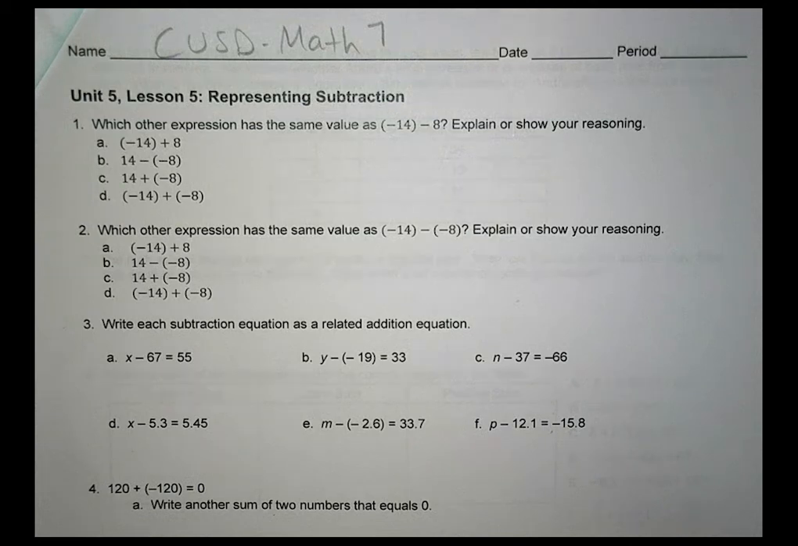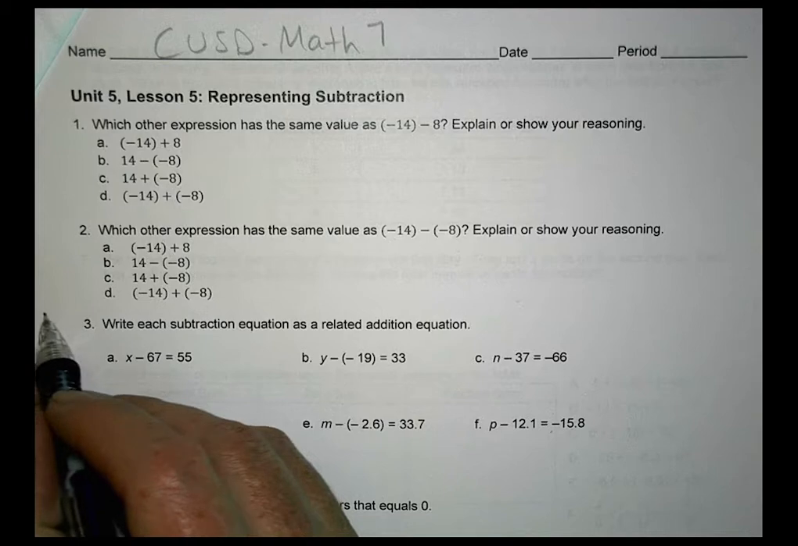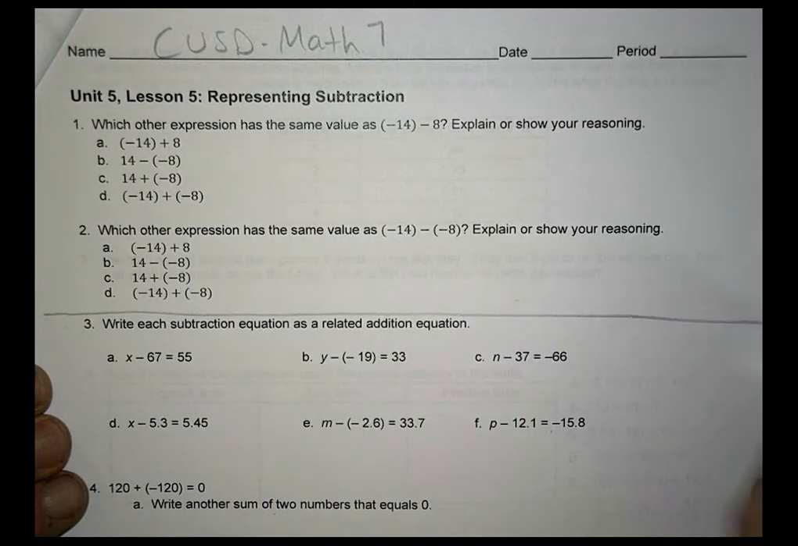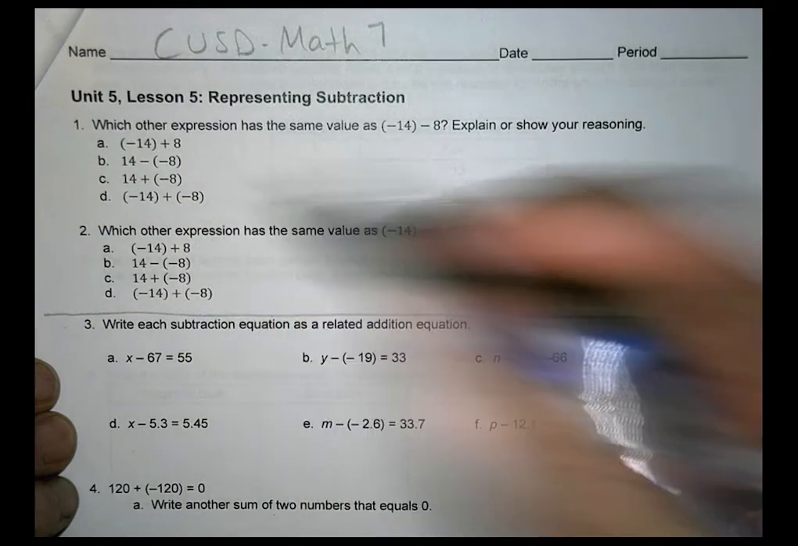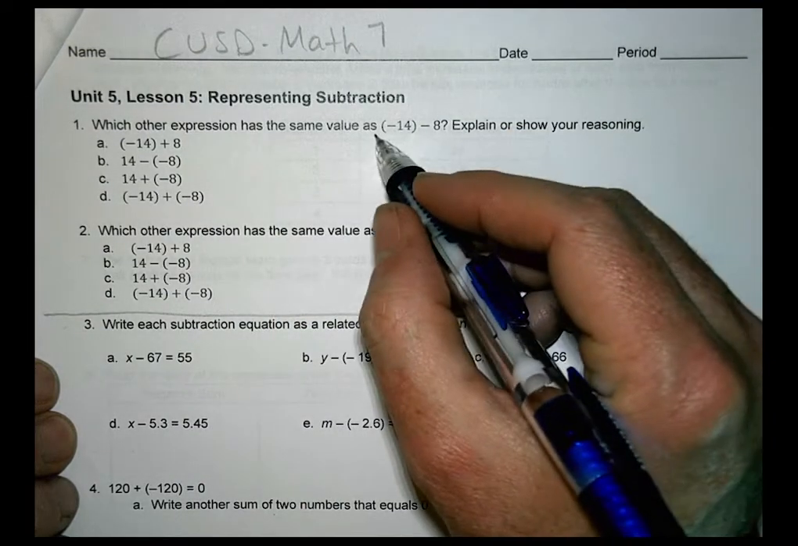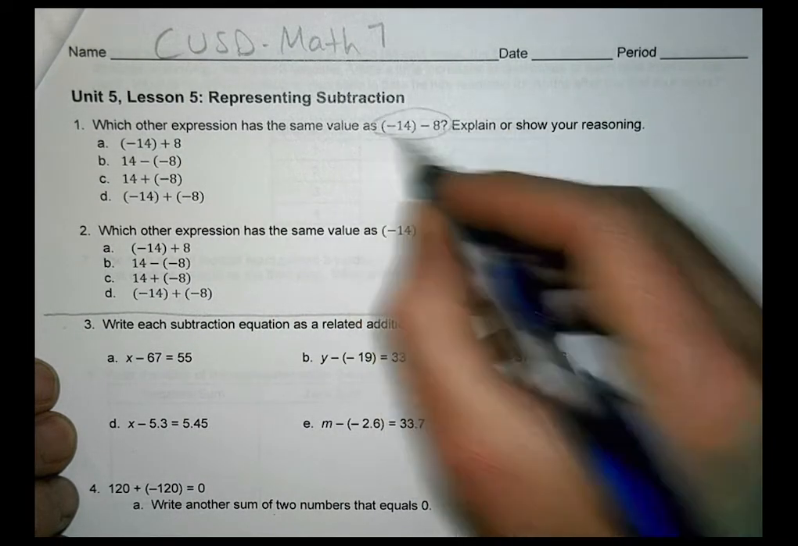Hey, this is Math 7, Unit 5, Lesson 5, representing subtraction. All right, the first two are part of your cool down activities for today's lesson. They want you to see whether expressions have the same value as this right there. So I won't do this one here, but let's do a similar one.